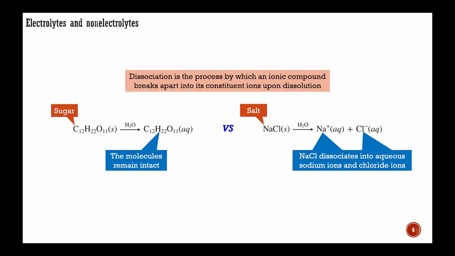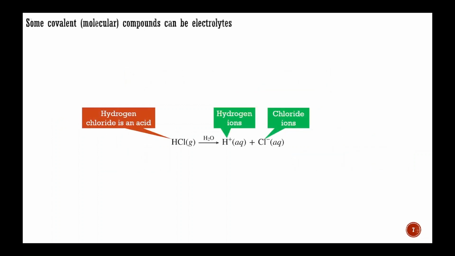The presence of ions enables the sodium chloride solution to conduct electricity. In other words, sodium chloride is an electrolyte, while sucrose is a non-electrolyte. Like sucrose, many water-soluble covalent compounds are non-electrolytes. However, some covalent compounds are electrolytes because they ionize upon dissolution. Ionization is the process by which a covalent compound forms ions when it dissolves.